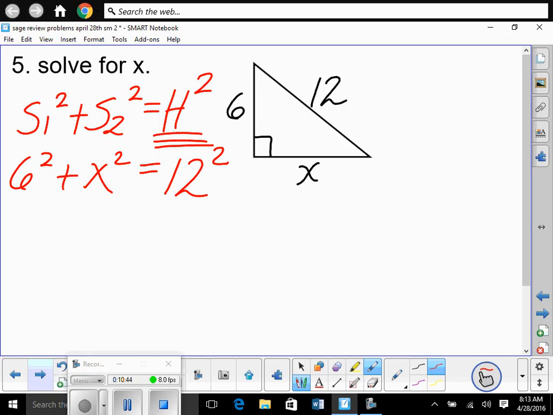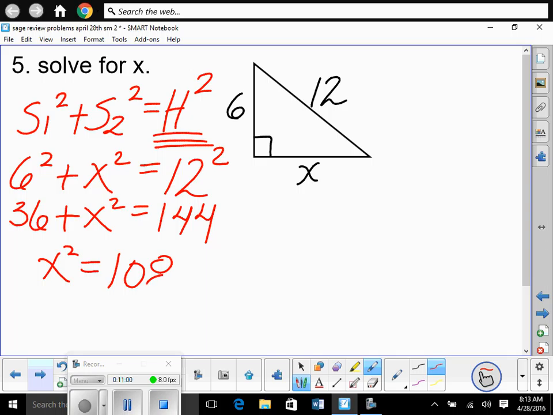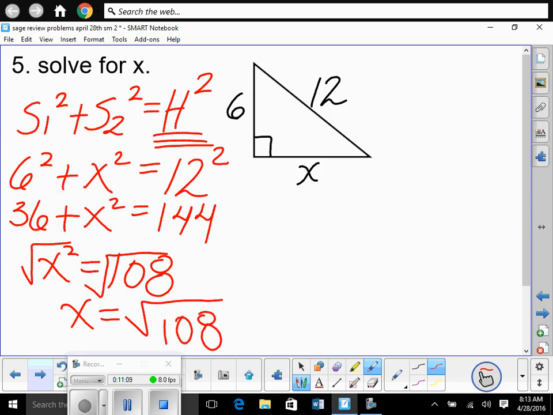So we have 36 plus x squared is equal to 144, right? And now we're just solving for x, so we'll take 144 minus 36. So we have x squared is equal to 108, then we'll square root it, right? So x is equal to the square root of 108. If you get a decimal, they will expect you to give the exact answer, they did not say anything about decimals. So we're going to simplify this.